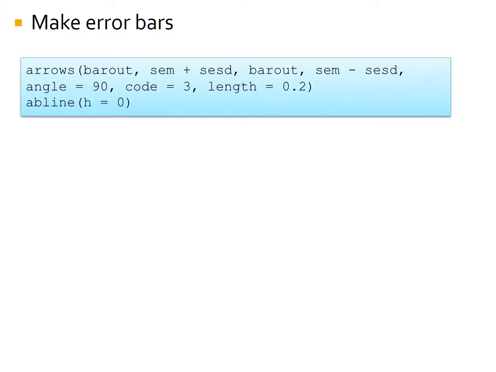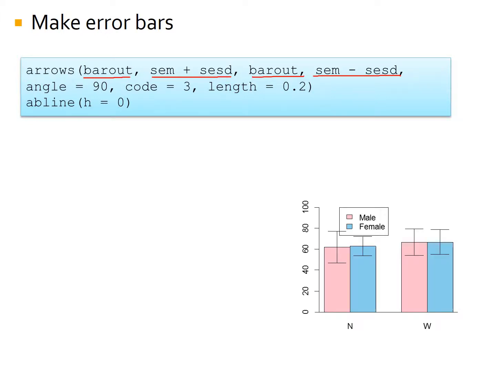We can use the error bar. So barout is the x coordinate of the cluster bar graph, and SEM plus SESD is the starting point. Barout is the x coordinate of the destination, and the y coordinate of the destination is SEM minus the SD. So everything else is the same. Okay, and angle is 90, code is 3 to get double-headed arrows, and length equal 0.2. So you will get the error bar graph, and I would like to fill in the x-axis, so I use abline h equal 0.